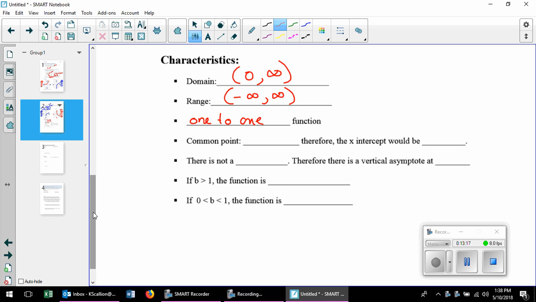So, okay, what's the common point? We talked about that. 1, 0. So the x-intercept would be at 1. What don't we have? There's not a y. What don't we have? Y-intercept. Don't you love fill in the blanks? Like you have no clue. There's not a lot of clues in that statement.